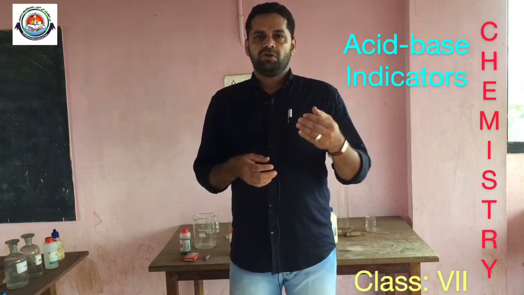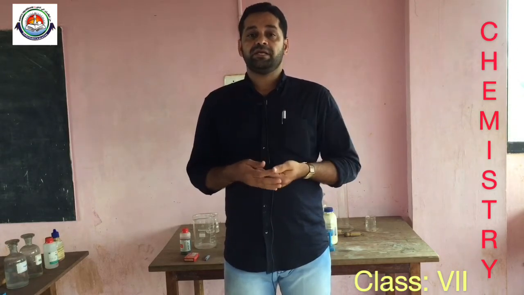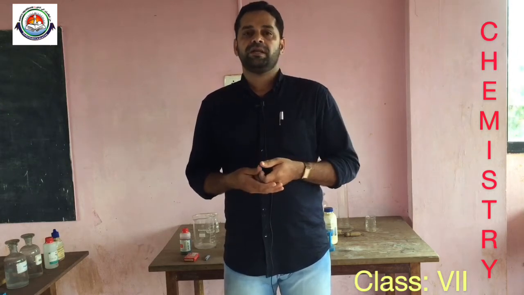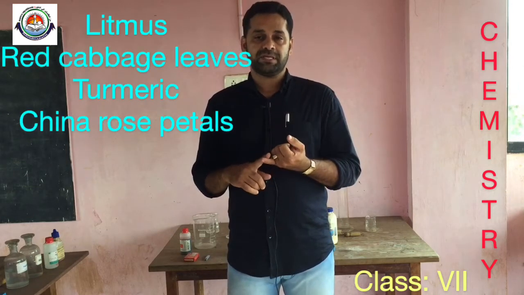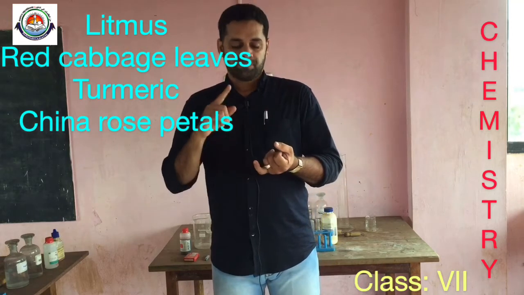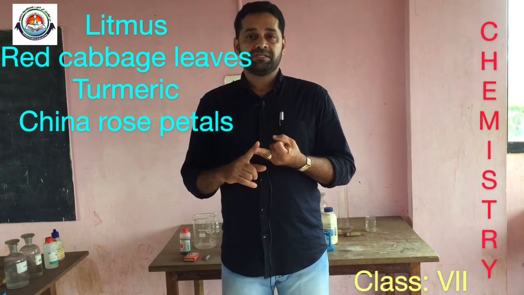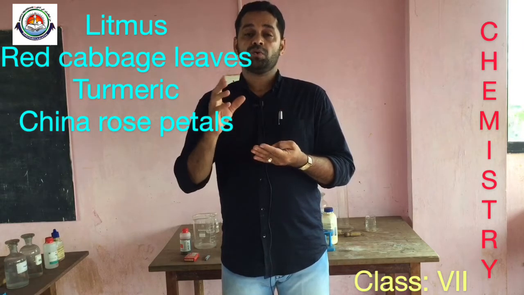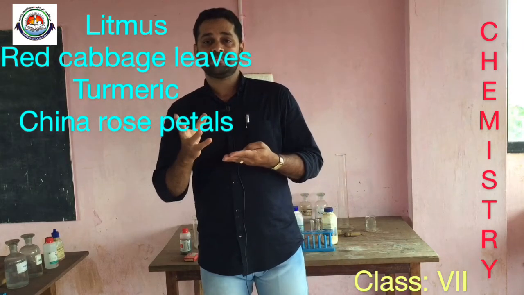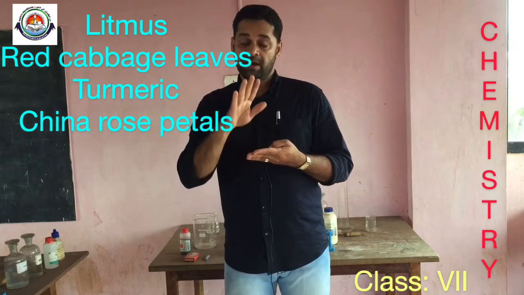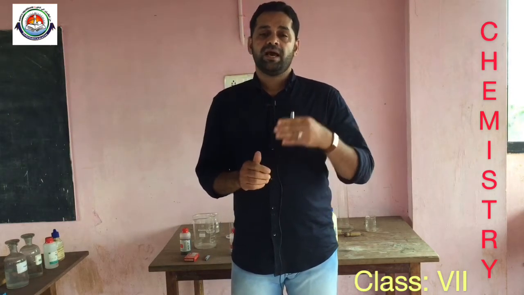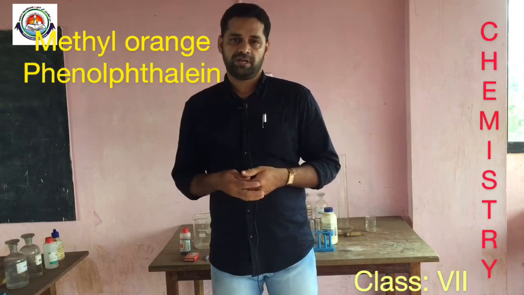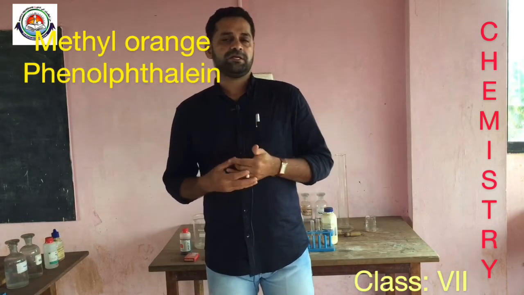And we know there are natural indicators and synthetic indicators that we have already mentioned. Natural indicators: litmus solution is a natural indicator, and red cabbage leaves, turmeric, and rose, that is China rose petals extract, etc. They are natural indicators. And synthetic indicators are methyl orange and phenolphthalein.